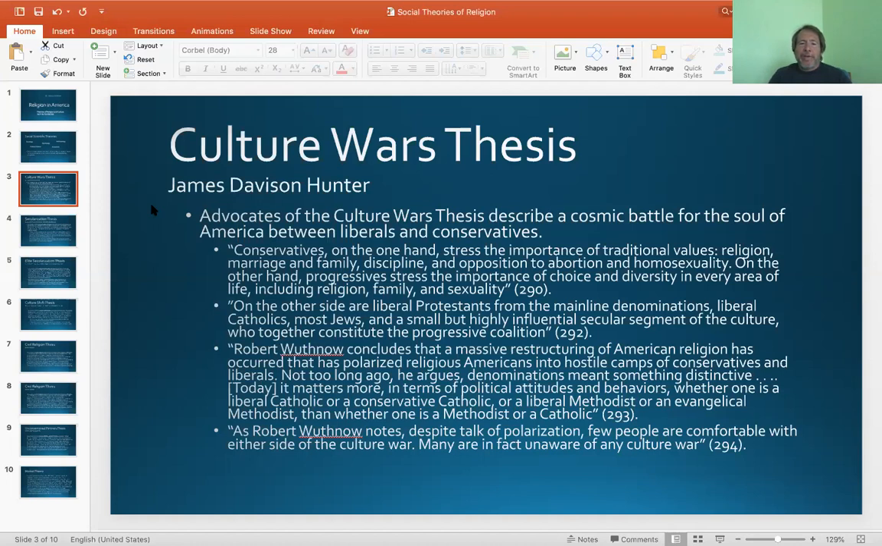Robert Wuthnow argued that these hostile camps of conservatives and liberals have become, as I said earlier, more important than many of the traditional distinctions among religions. So if you think about what it is that people are tweeting about, what it is they're getting angry about on Facebook, what it is that they're willing to fight about, or in many cases, people get into their own little social bubbles. They have nothing to do with people whose values or whose perspective of the world is radically different from their own. To the extent you see that, then you would say the culture wars thesis is a helpful model.